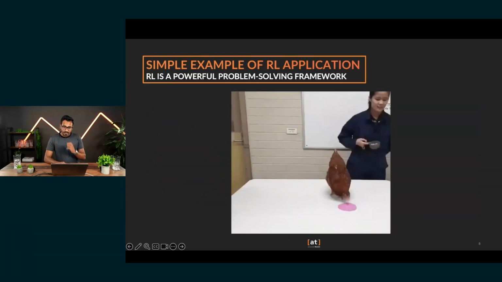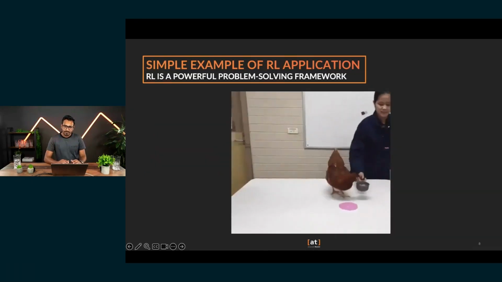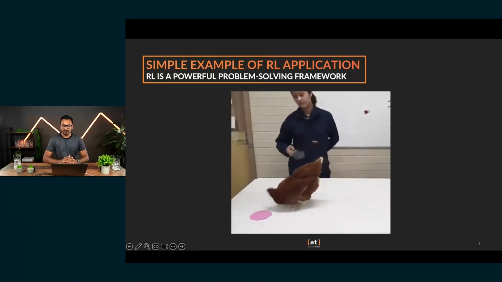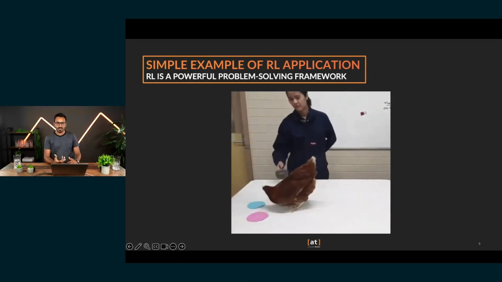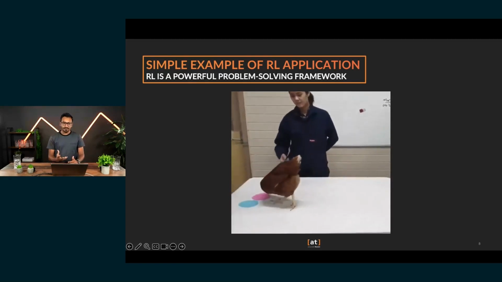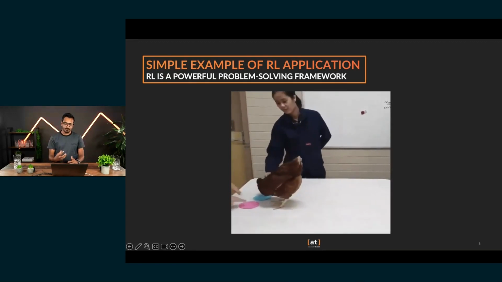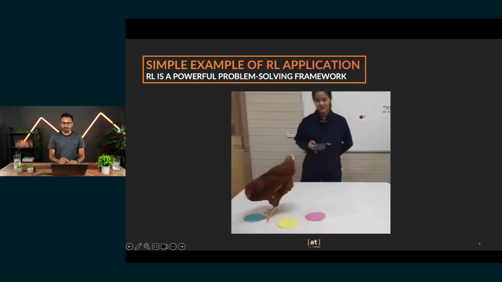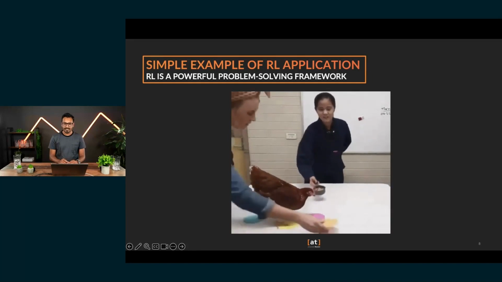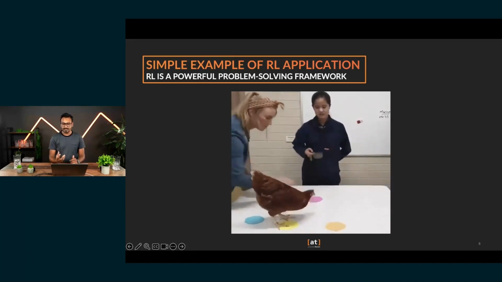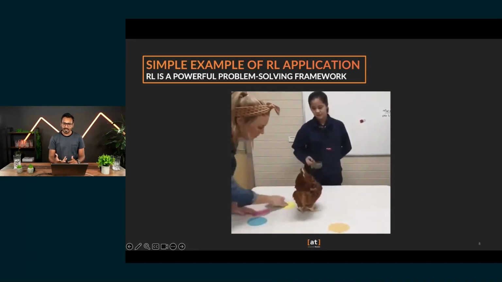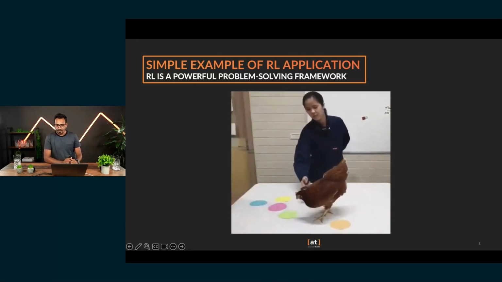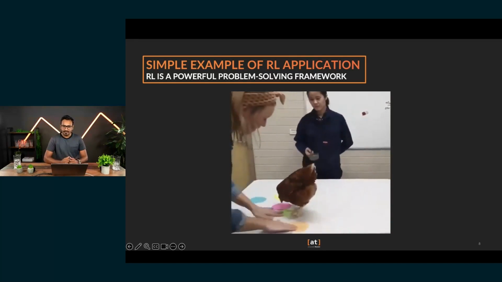So here what you see is researchers have used reinforcement learning to train a hen to pick a particular color. A hen does not know how we call different colors. But what it does know is that whenever it tries to select a pink colored circle, it does get some food. So researchers are using food as a reward mechanism to train a hen to perform a particular task. And you can see it is pretty good at it, right?